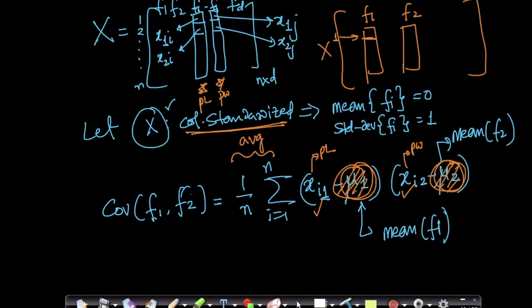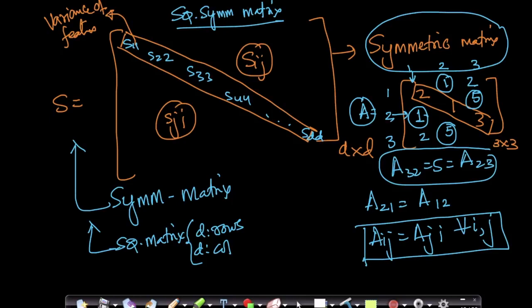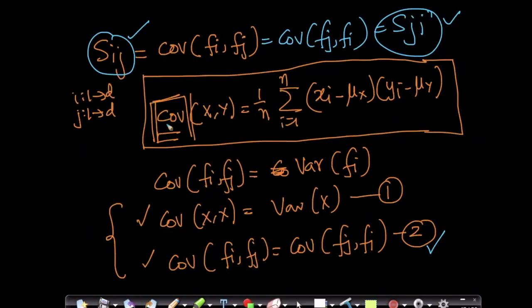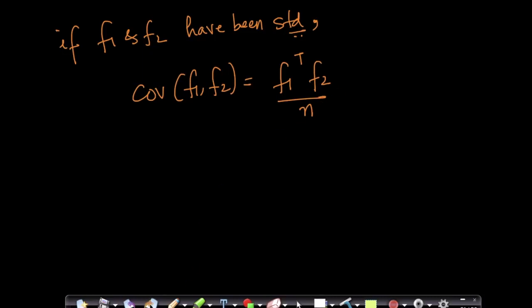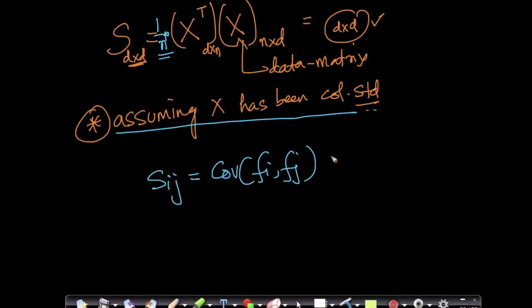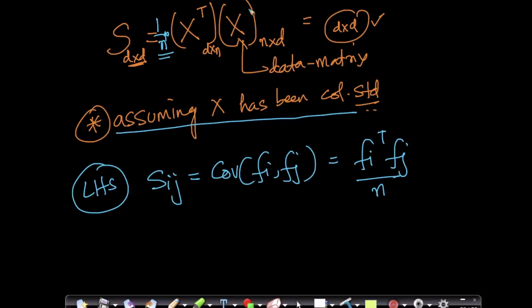Let's look at the definition, not the formula. What is the definition of each element Sij? It's nothing but the covariance of feature i and feature j. Coming back to our discussion, I know from this formula that covariance is nothing but f1 transpose f2 by n. So this is nothing but Fi transpose Fj by n. Think of this as your LHS. I'll prove that the ijth component of your RHS is exactly this.